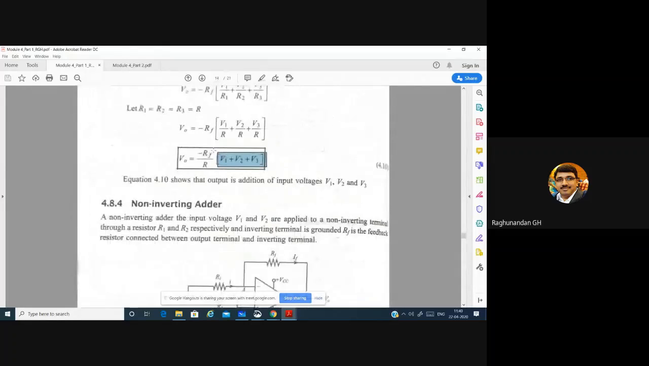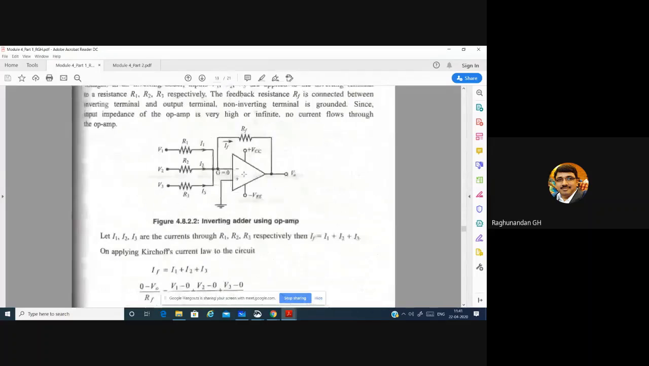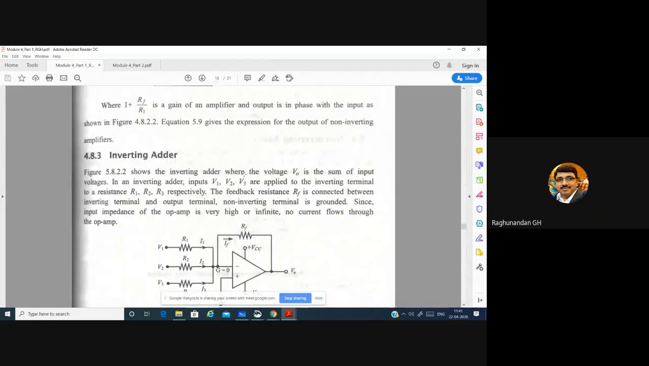So during that time, what happens? RF and R get cancelled. The remaining thing is V0 is equal to V1 plus V2 plus V3. In the exam, it can be asked in any way. They can ask you to just design a summer circuit, or they can ask to design a summing amplifier. Summing amplifier means sum it and amplify it.